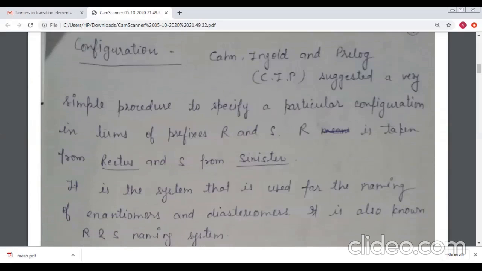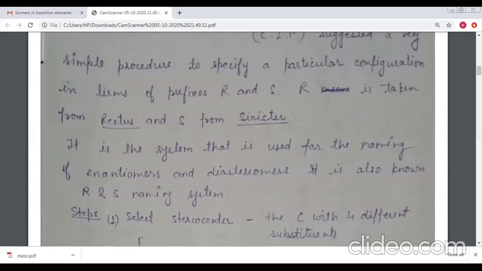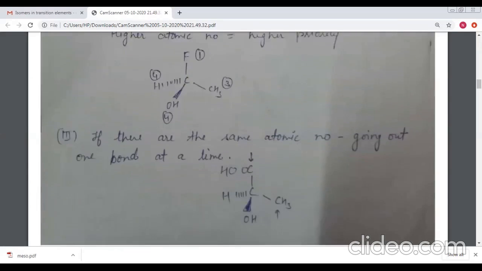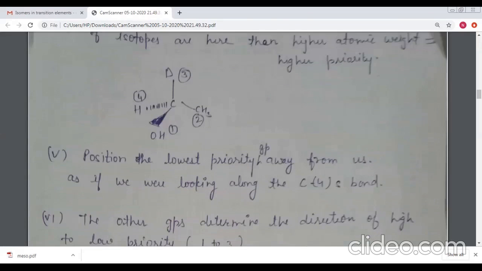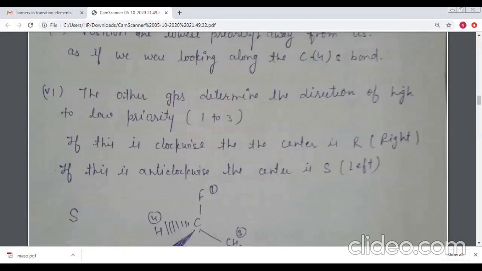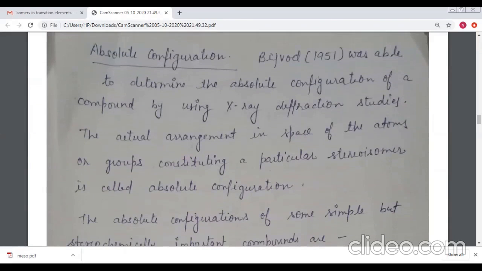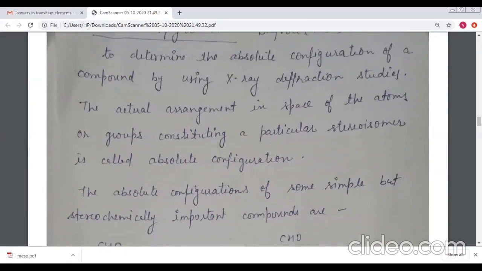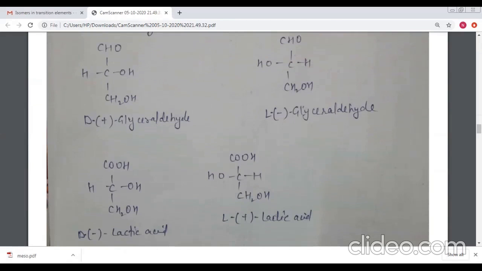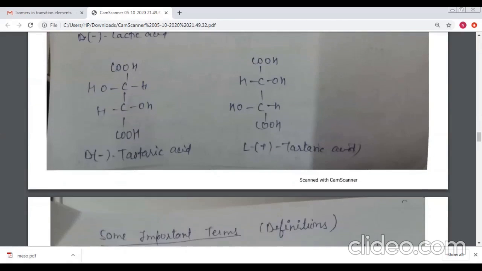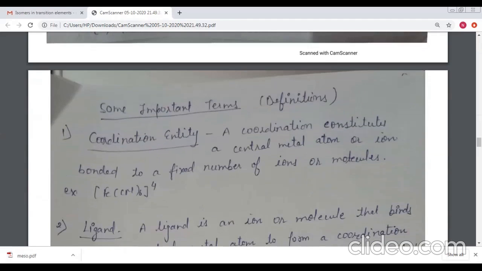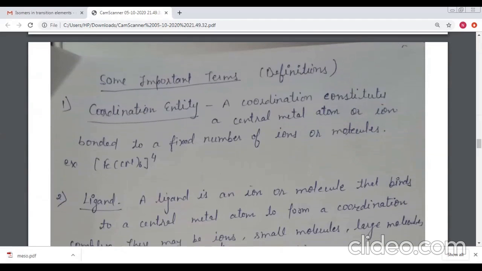Now, the configuration is simply the nomenclature of the organic compound. How can we give the numbers to the compound is the configuration, and then we come to the absolute configuration. Absolute configuration is explained by the X-ray diffraction method. It is also called the fixed configuration, which is the same everywhere.